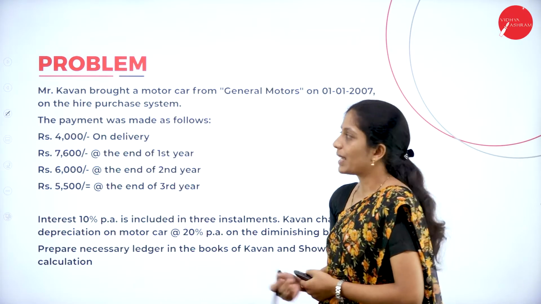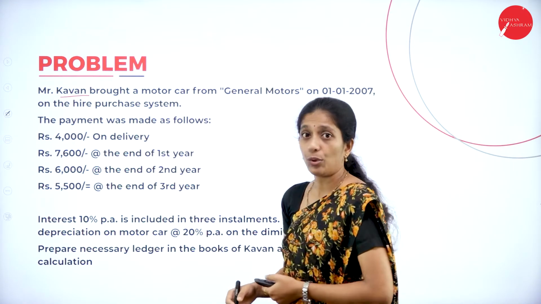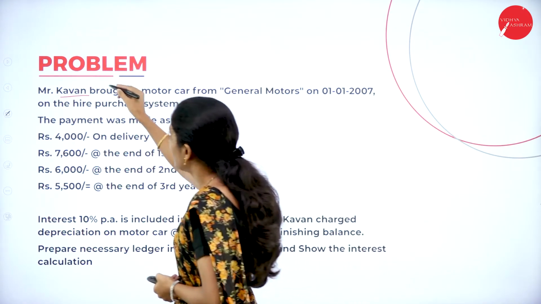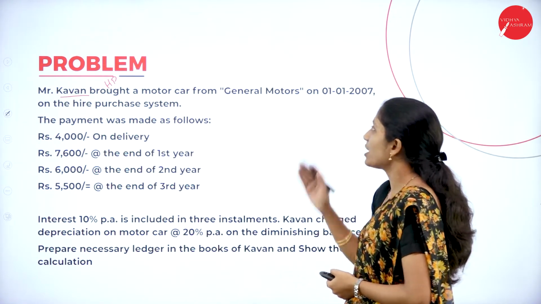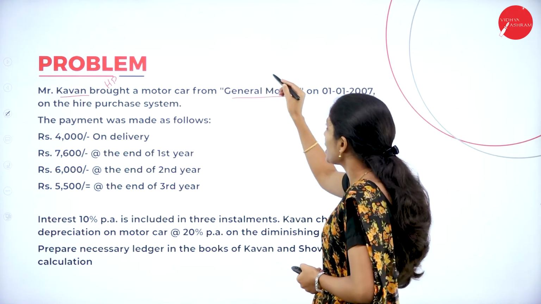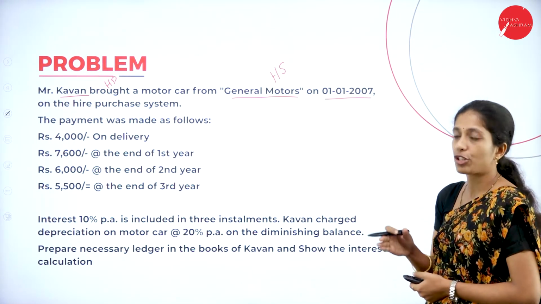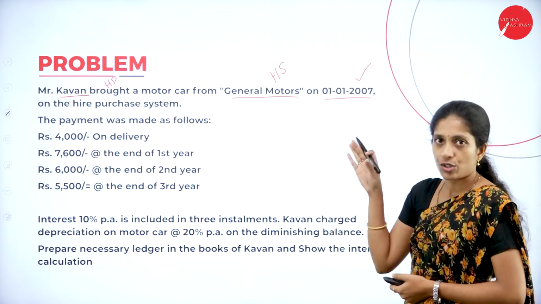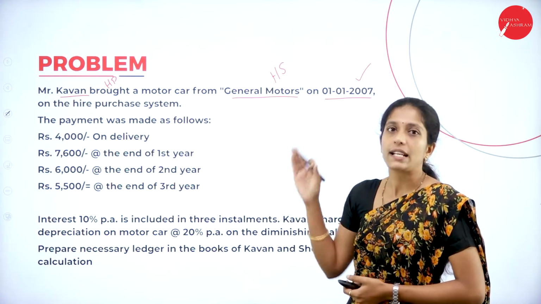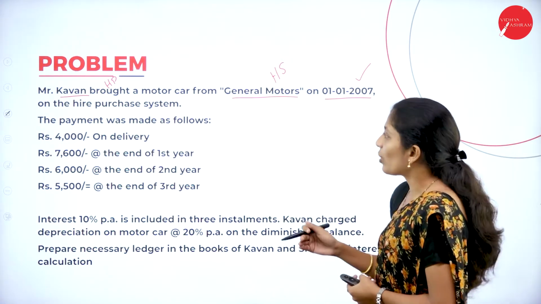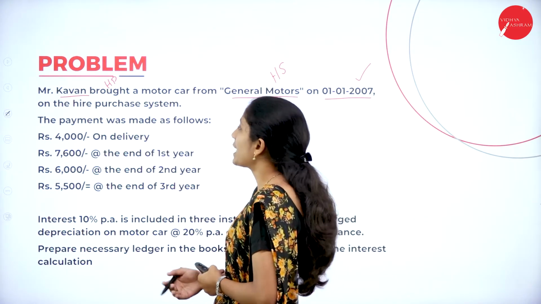Now, go through the problem here. Mr. Kavan bought a motor car. Now, who is a hire purchaser? Mr. Kavan. So, he is a hire purchaser, bought a motor car from General Motors. Now, General Motors is what? Is a hire seller on 1/1/2007, and make sure that this date is very important. So, in each and every problem in the installment as well as in hire purchase, date is very important. So, on 1/1/2007 on the hire purchase system, the payment was made as follows.